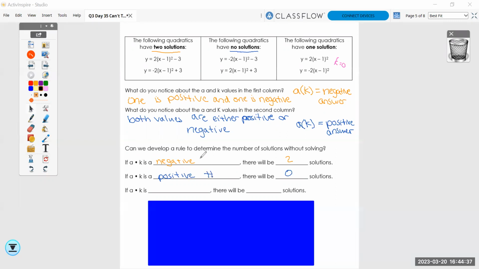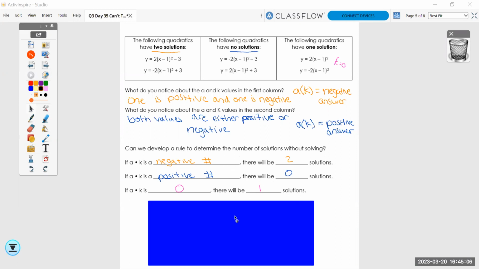Let's just add a number here. That'll make it a little bit more complete. And if A times K is 0, there will be 1 solution. So this might be a little bit confusing at first because you have a positive number, 0 solutions, but if you get 0 for your answer, there's 1 solution. So you might need to take a little bit of time to think about this.